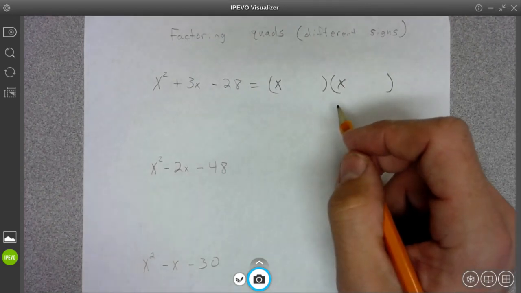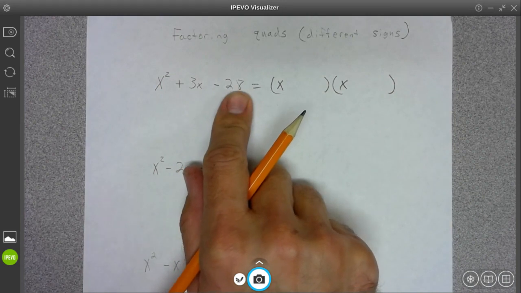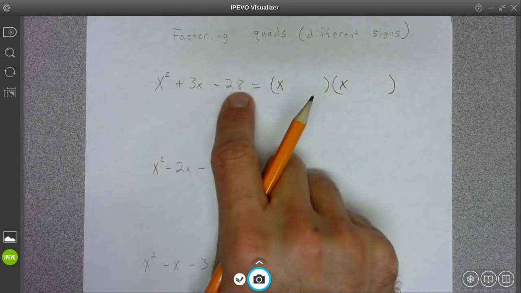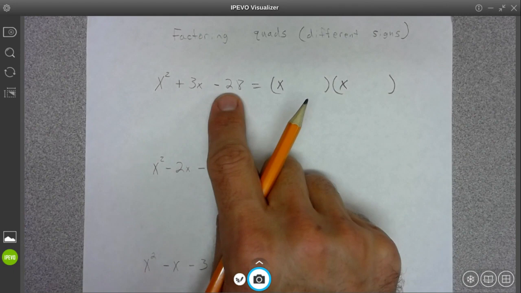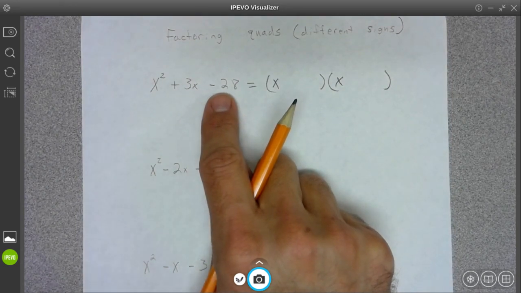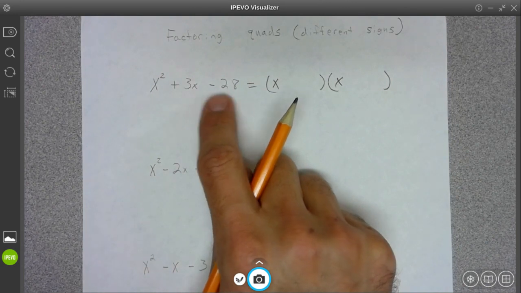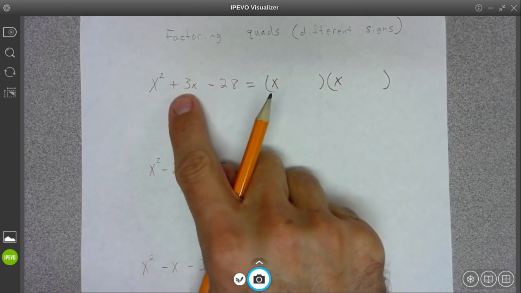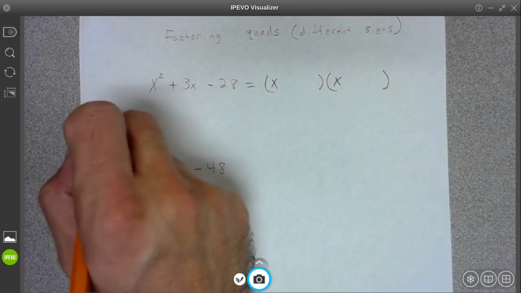All right, now last time we were looking for two numbers that multiplied to 28 and added up to the middle term. This time, technically it still will work like that. We're looking for two numbers that multiply to negative 28 and add up to positive 3. But I think that's kind of weird to think of it that way. If you want to think of it that way, you can. I'm going to find two numbers that multiply to 28 and subtract to give me 3. You probably already know what they are. It's 4 and 7.